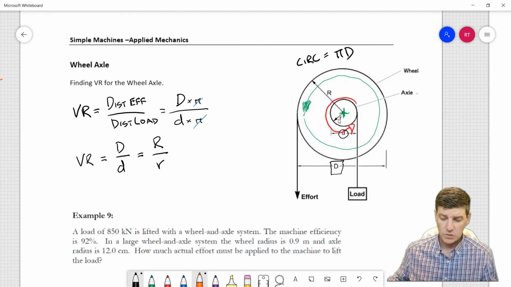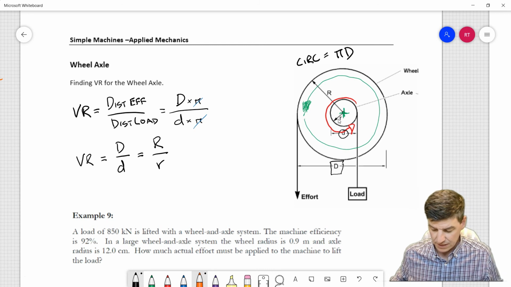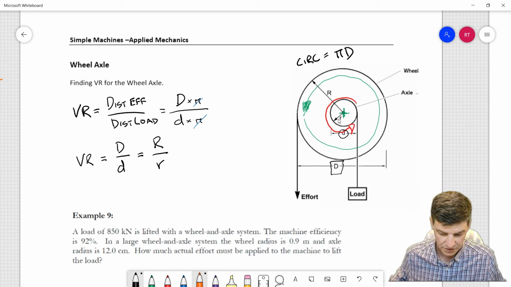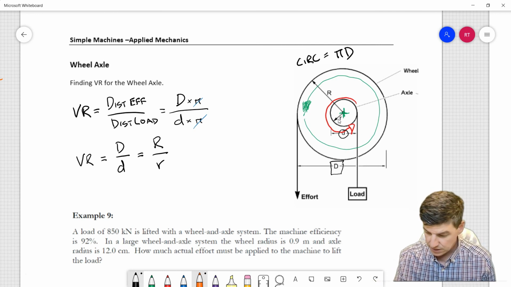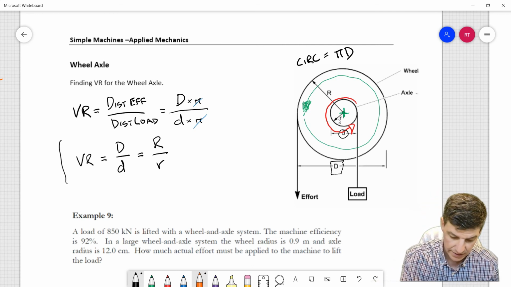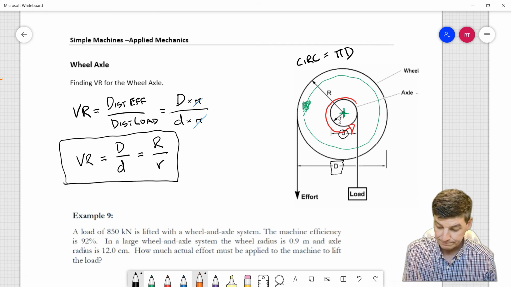Okay, so we have two ratios. In real terms, we often talk about things in diameters. If we were to measure this machine, we would measure its diameter. It would be difficult for us to measure its radius. So the diameter ratio is how we come up with our VR, and that's strictly a measure of the geometry of the machine.